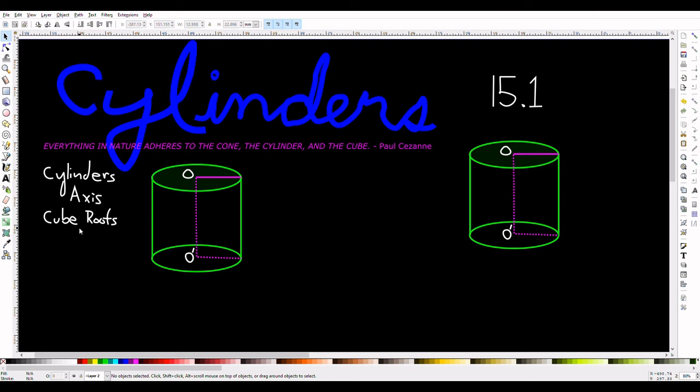Today we will be working with cylinders. You see here we have a cylinder drawn, and it consists of two parallel bases made of circles connected by one side, which is itself what we would call cylindrical in shape.